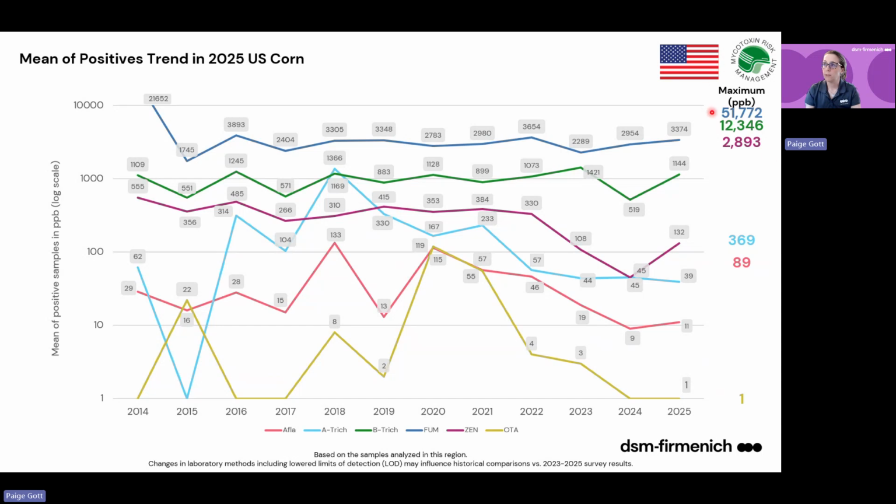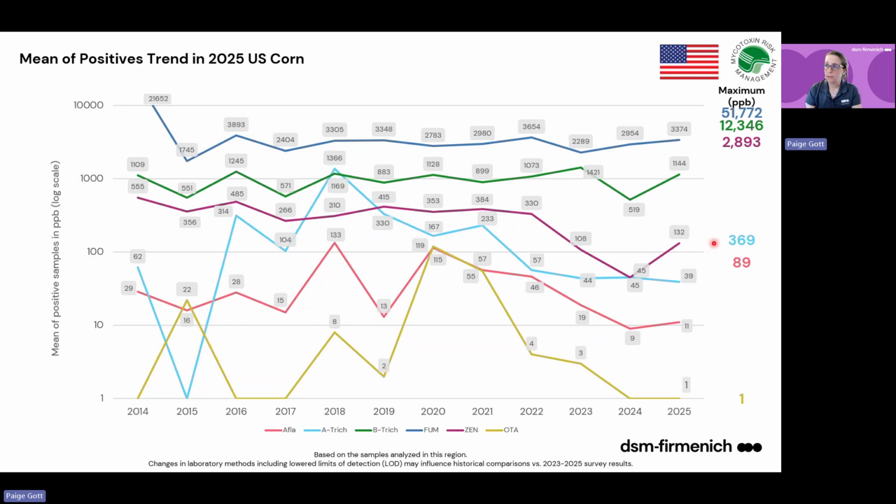Our maximums this year are up compared to what we saw last year for all of the toxins except for our type A trichothecenes. But this year we're seeing much higher concentrations in our maximums, looking at fumonisin at over 51,000 parts per billion, type B trichothecenes at over 12,000 parts per billion, and zearalenone at over 2,000, almost, actually approaching 3,000 parts per billion in our highest contaminated sample.